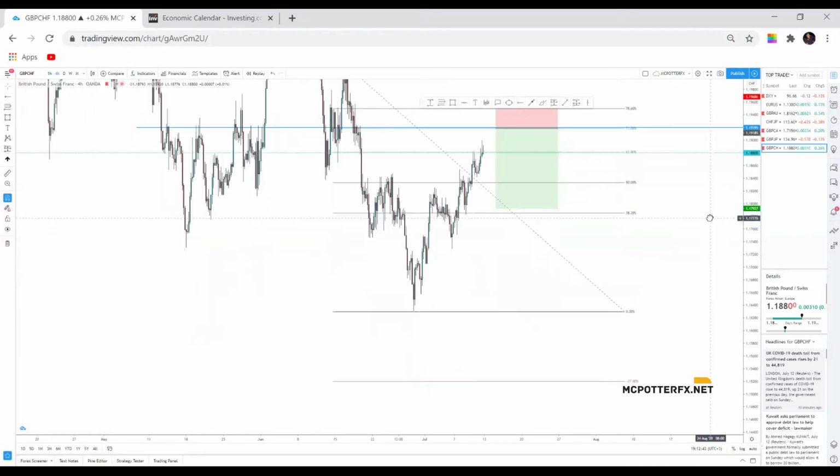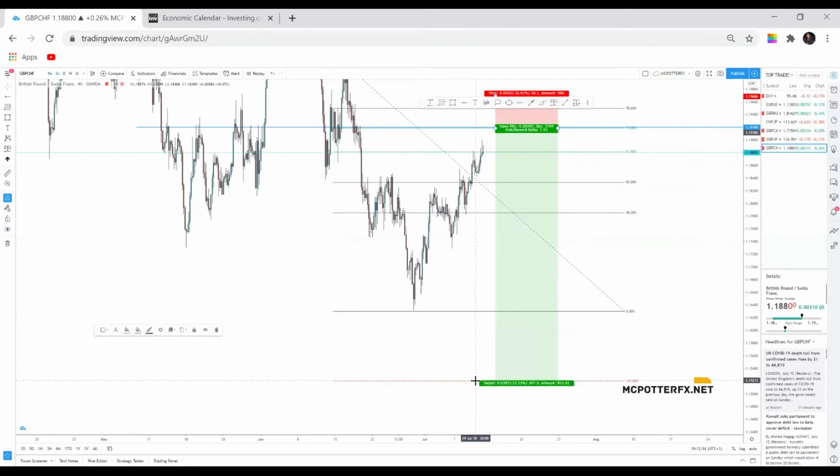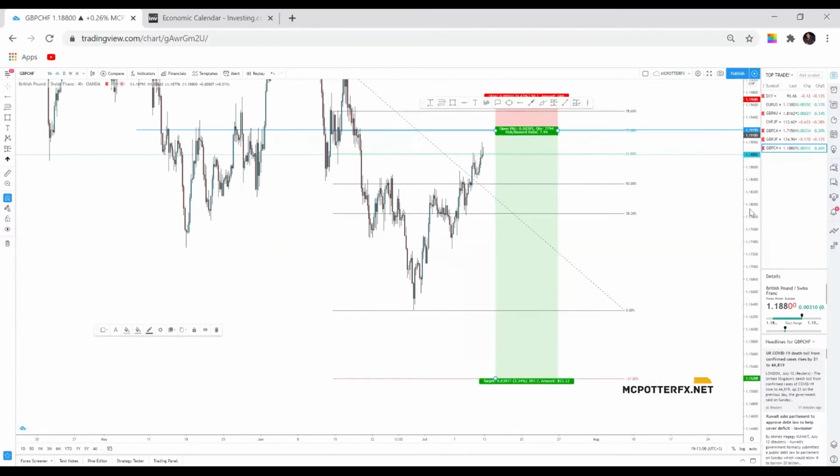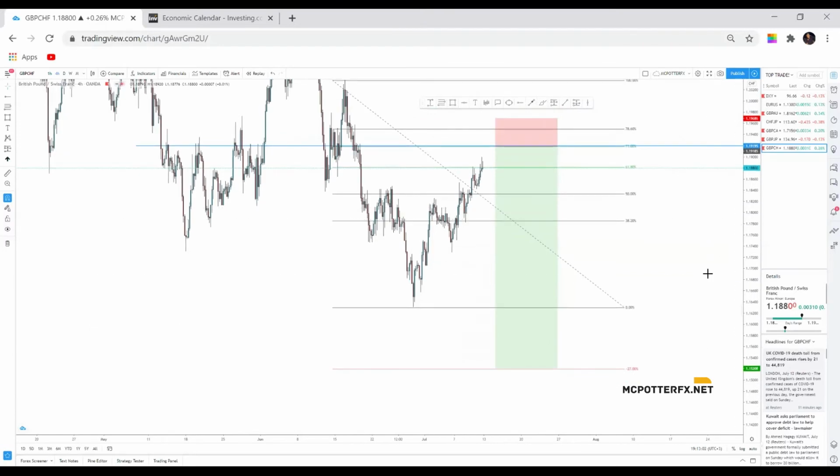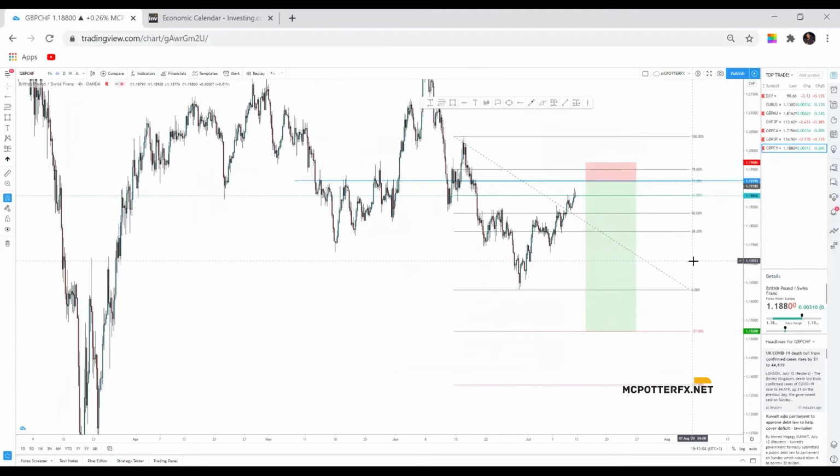So what's your target? The Fibonacci can be used for both entry points, reversal points, and also targets. So we have the D extension legs or levels. The first D extension level falls at 1.1520. That's the first target.